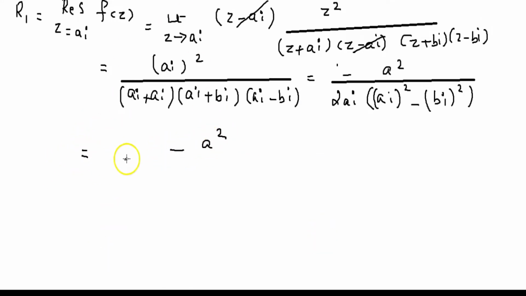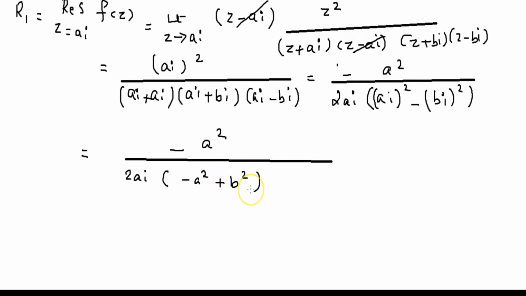Minus a square by 2ai into ai the whole square becomes minus a square, minus of bi the whole square becomes b square, plus b square. Cancelling a terms, then we get the residue at ai as minus a by 2i into b square minus a square.